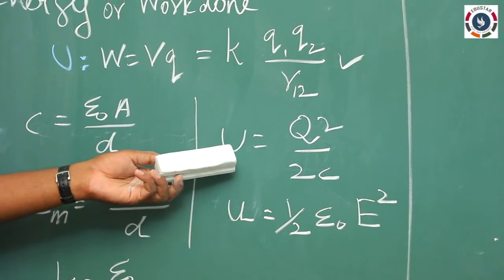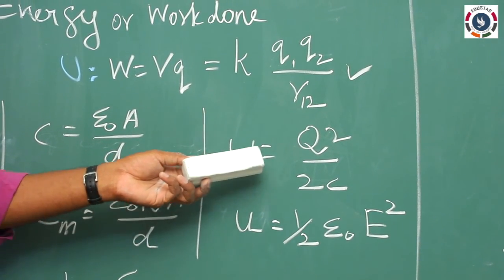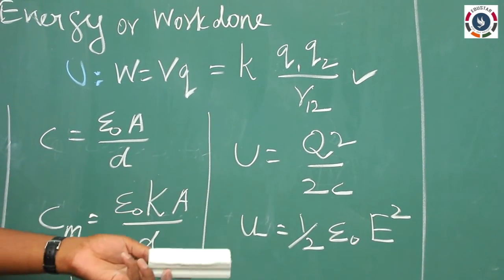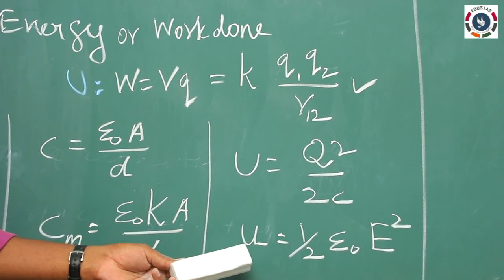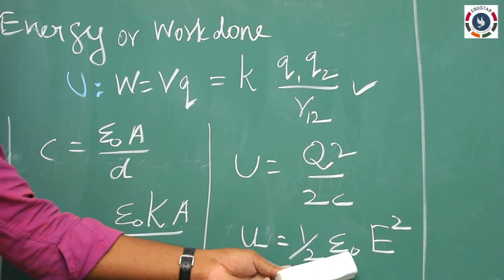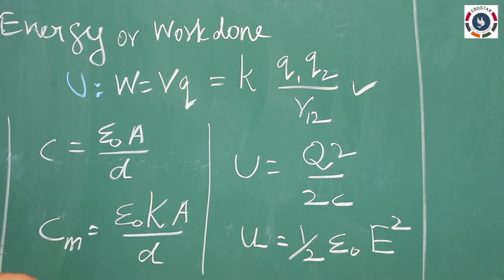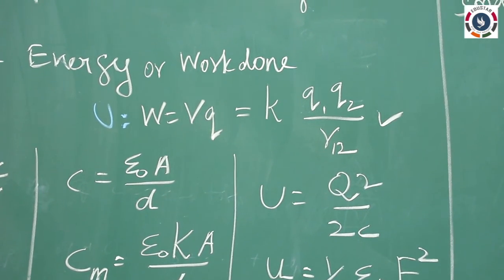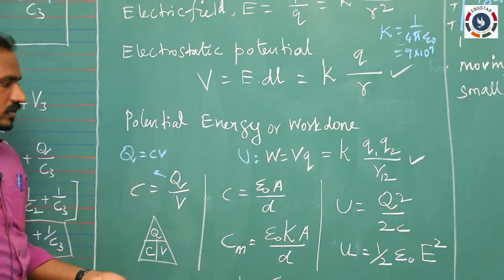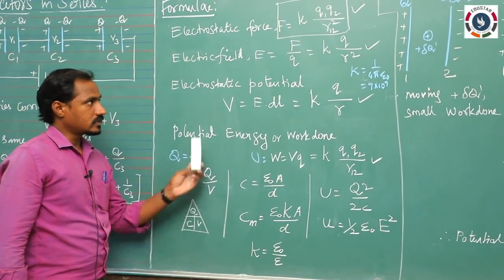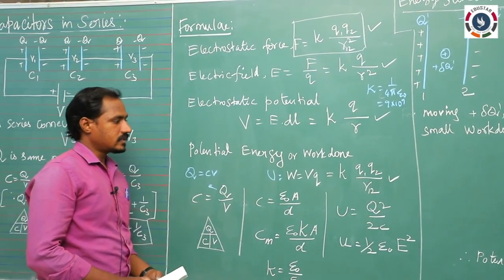After that, the potential energy of the capacitor, U equal to Q squared by 2C, and the energy density, small u equal to half epsilon naught E squared. These are very important formulae which are used to solve numericals. So easily remember these formulae.